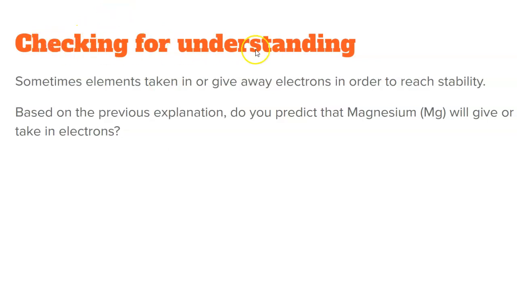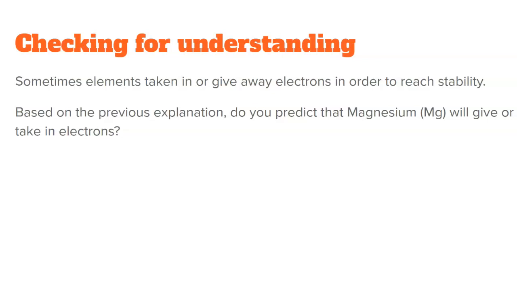So, a quick check for understanding. Sometimes elements take in or give away electrons in order to reach stability. Based on the previous explanation, do you predict that magnesium, Mg, will give or take in electrons? Take some time, look at the periodic table, look where magnesium is located, and then determine whether magnesium will give away its electrons or take electrons.